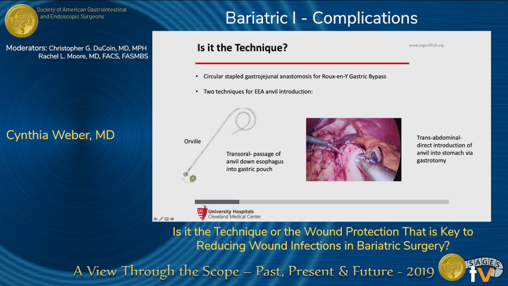There are 2 techniques for anvil insertion when using the EEA stapler to create a circular stapled gastrojejunal anastomosis. The first involves utilizing the Orville device, pictured on the left, which is passed transorally down the esophagus and into the gastric pouch by the anesthesiologist. The second involves direct introduction of the anvil into the stomach via gastrotomy, pictured on the right.